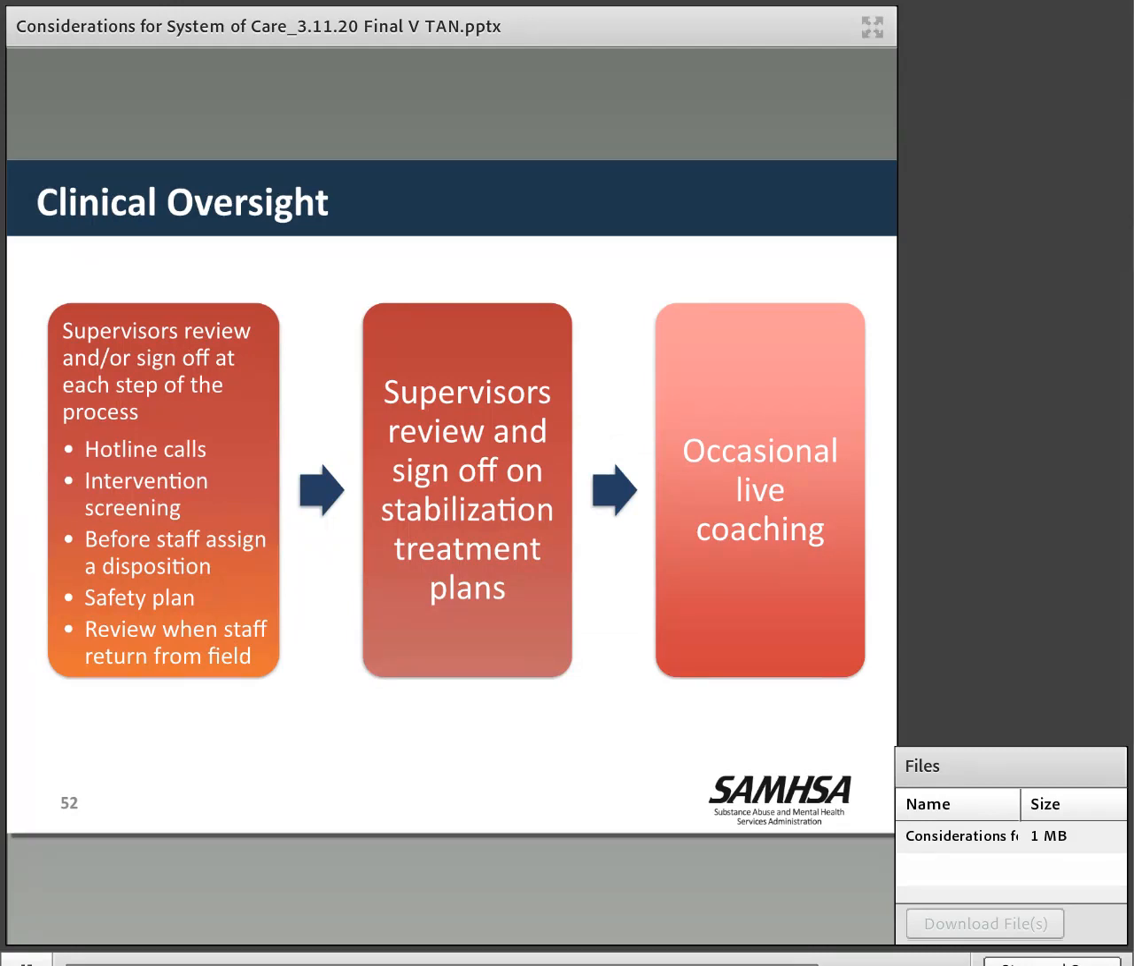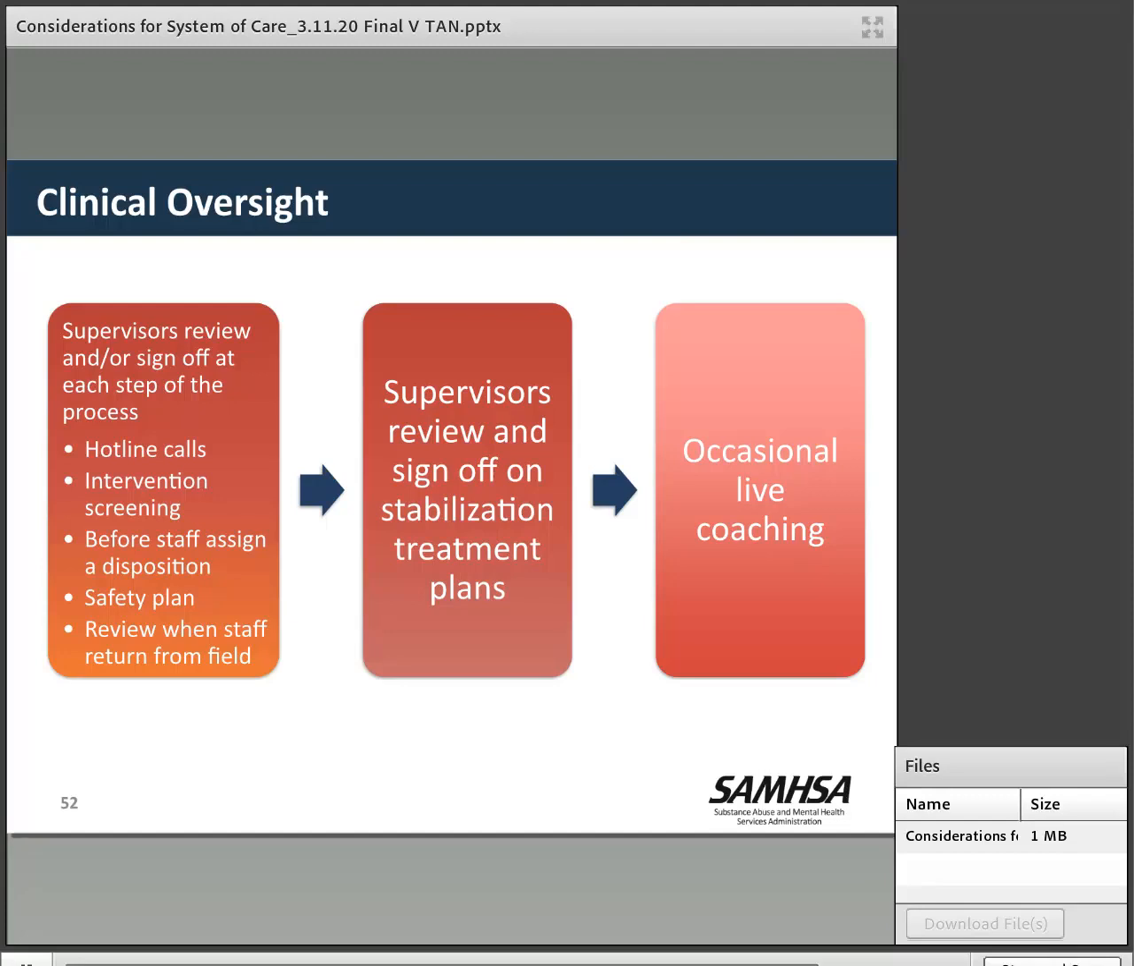There's a good amount of clinical oversight that we provide to our teams. This is really hard work. We see really intense youth and families, and it moves very, very fast. So we want to make sure that we're able to provide them support and some oversight. So we provide the support on the hotline calls.